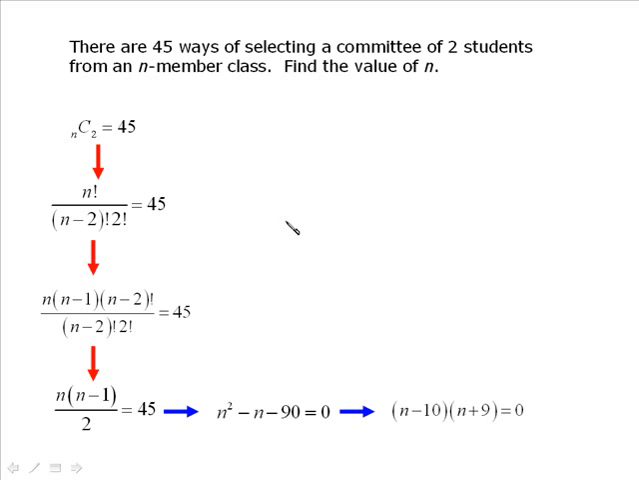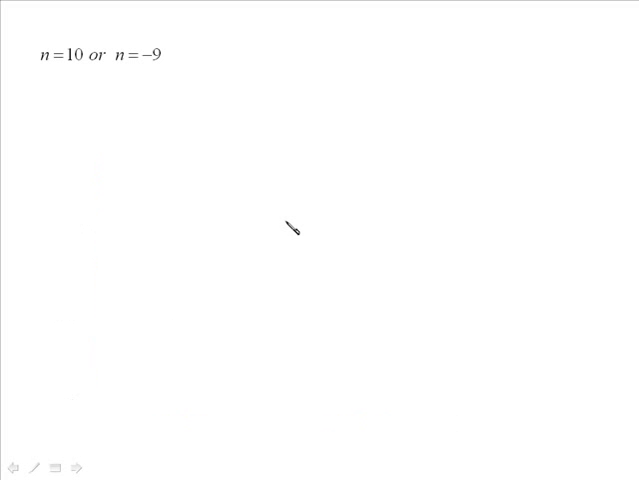Factor that into n minus 10 times n plus 9 is 0. And I'll bring up a new screen because our answers are right there in front of us now. N is equal to 10, n is equal to negative 9. Well, we have to reject the negative. You cannot have a class of negative 9 people, so we reject n equal negative 9. And then if n is equal to 10, the class will have 10 members.